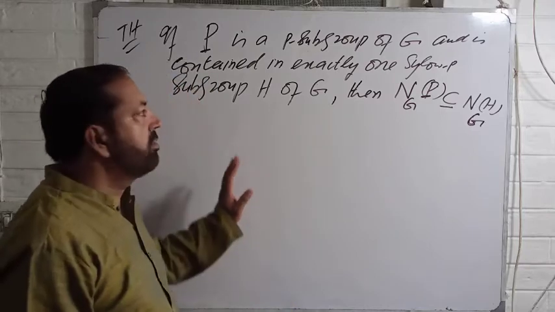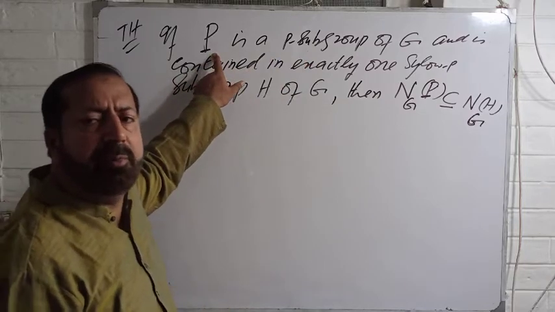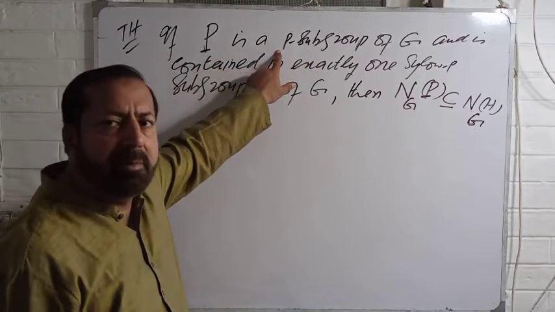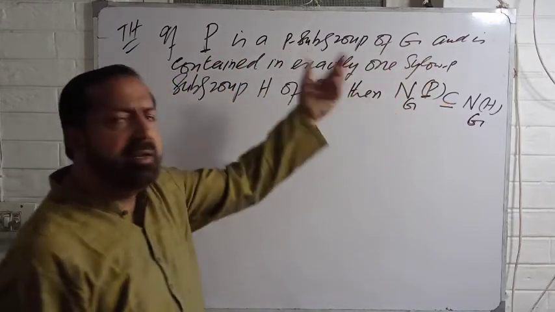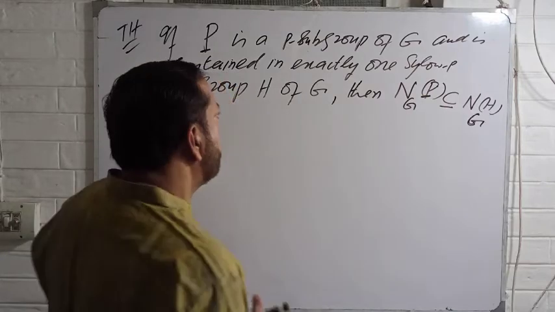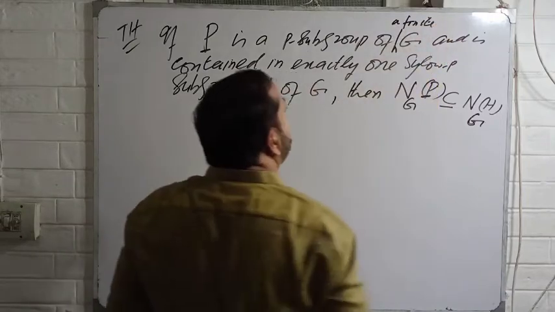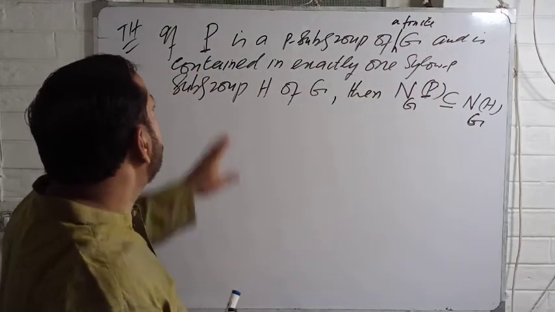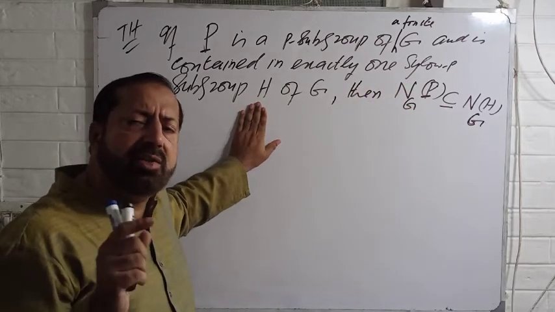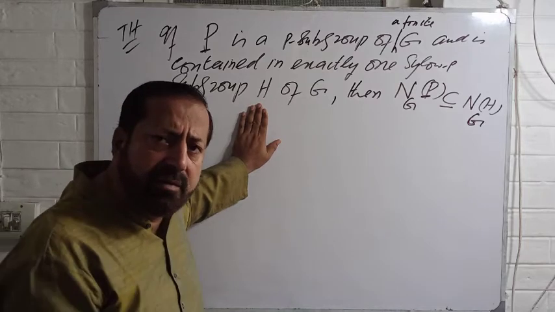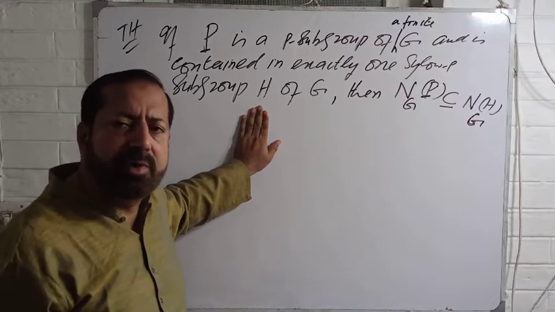Right, this is very easy. If P is a P subgroup, here capital P, I am using capital P for P subgroup and small p for prime number. If P is a P subgroup of a finite group G, of course G is finite, and is contained in exactly one Sylow-p subgroup H. This means that this capital P is contained in exactly one Sylow-p subgroup. We already have shown that every P subgroup is contained in a Sylow-p subgroup.